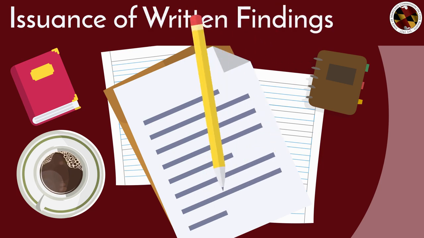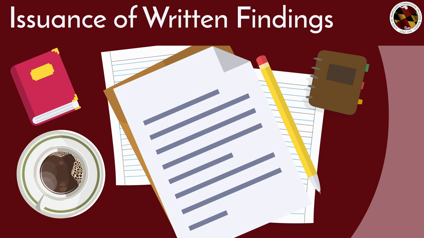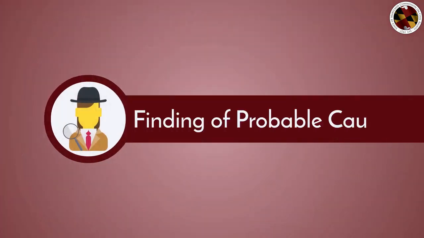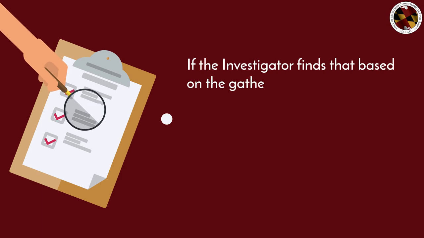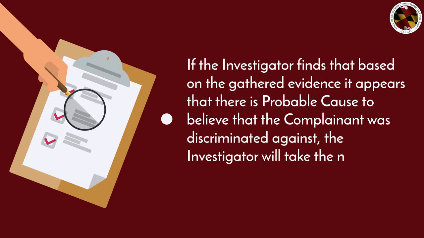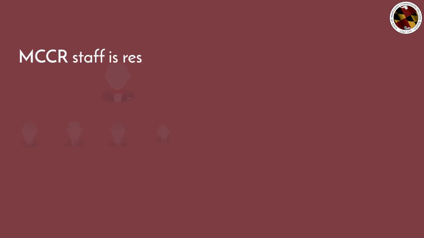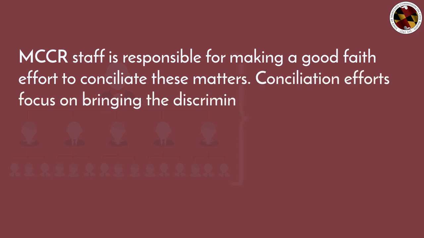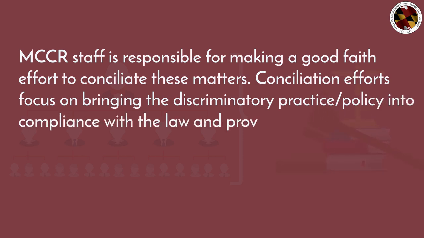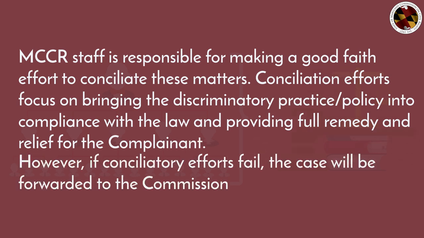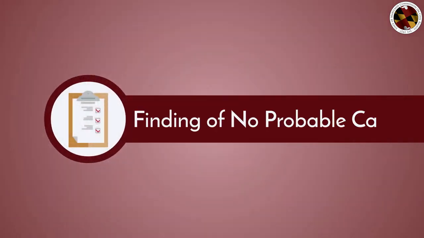Issuance of written findings. After completing an investigation, the investigator will draft a written finding, which will clearly state the positions of the complainant and respondent relative to the allegations made in the complaint and identify the results of the investigation. Finding of probable cause. If the investigator finds that based on the gathered evidence, it appears that there is probable cause to believe that the complainant was discriminated against, the investigator will take the necessary steps to resolve the matter. MCCR staff is responsible for making a good faith effort to conciliate these matters. Conciliation efforts focus on bringing the discriminatory practice or policy into compliance with the law and providing full remedy and relief for the complainant. However, if conciliatory efforts fail, the case will be forwarded to the Commission's Office of the General Counsel.